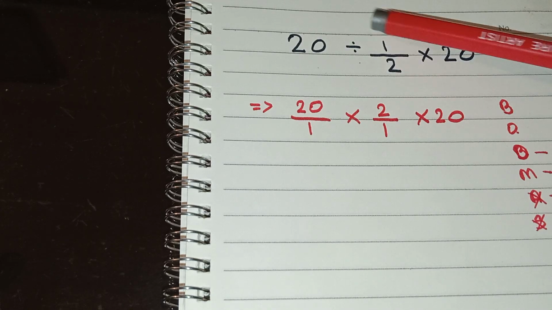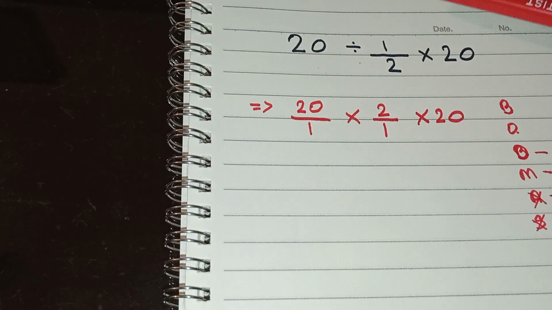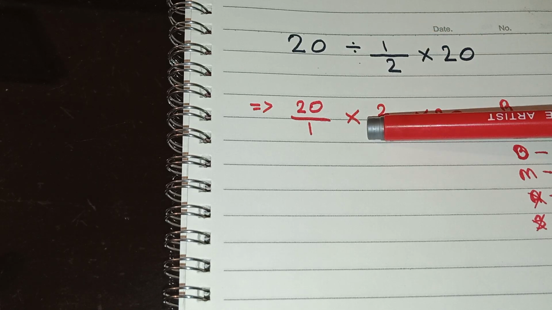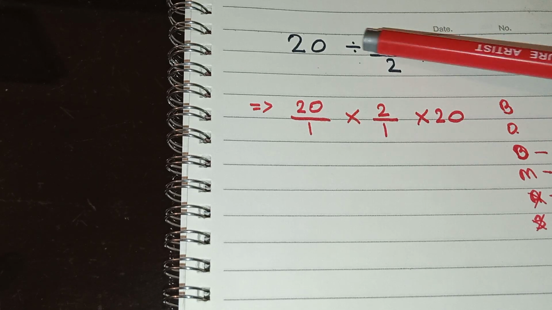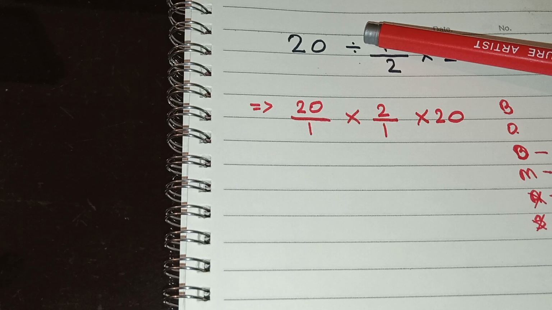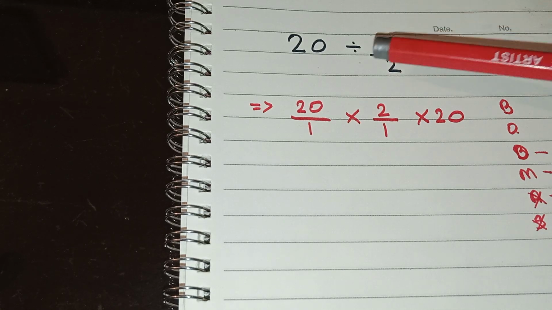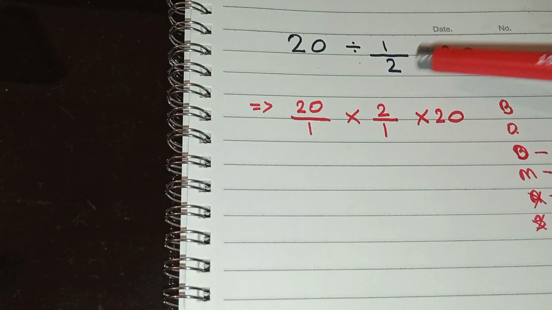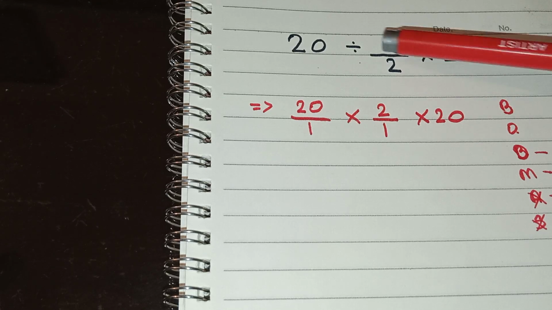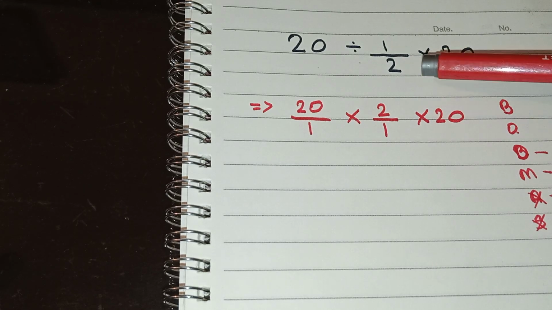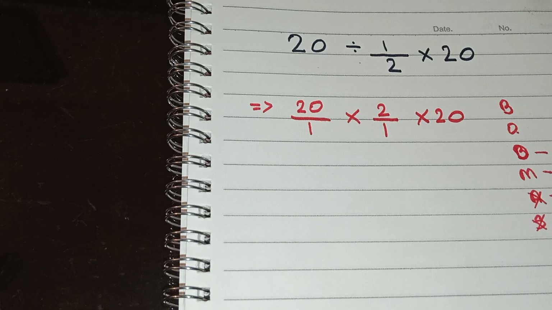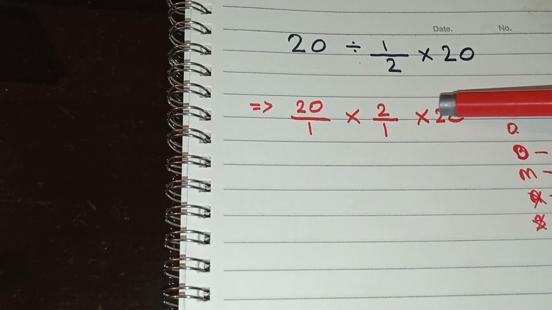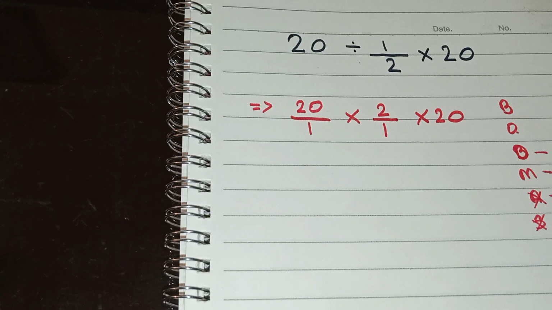So first, step number 1, we flip the division sign into a multiplication sign. When you flip the division sign, the next fraction, which is 1 over 2, you flip it. Flipping means 1 will come in the denominator and 2 will come in the numerator. This is how we flip. So 20 over 1 multiplied by 2 over 1, multiplied by 20 will be written as it is.